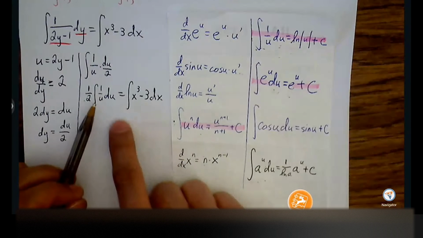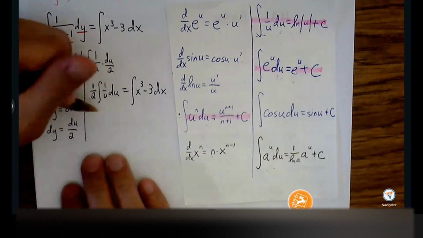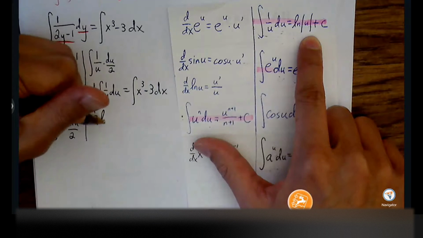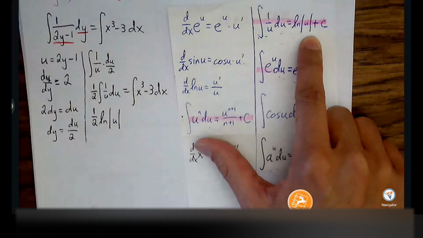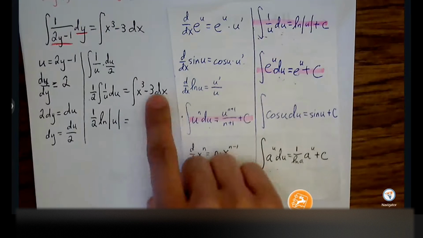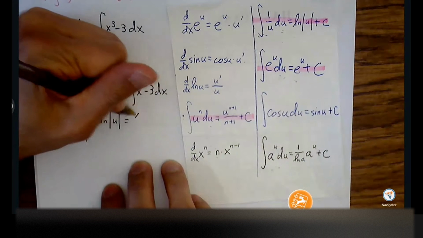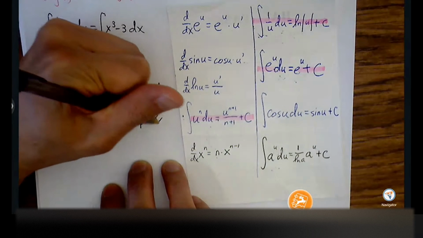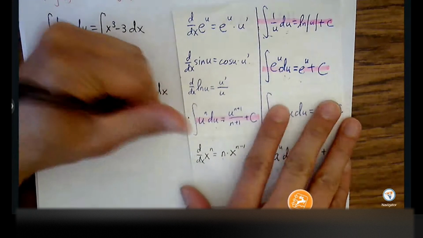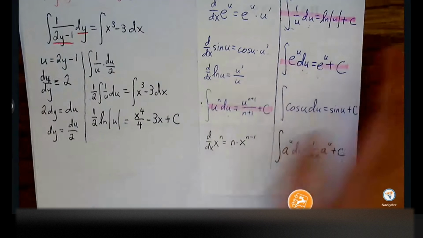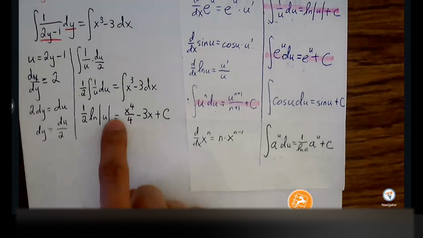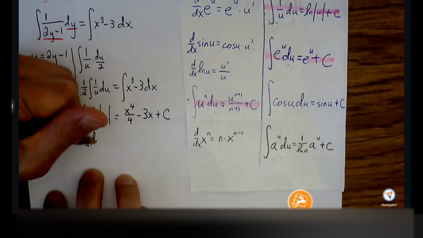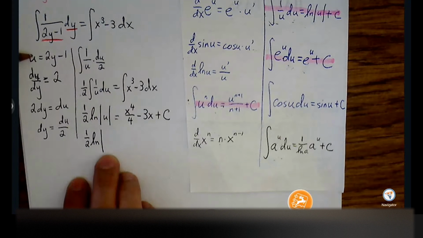Okay, left side, integral of 1 over u, natural log of u. And the right side, we just do power rule. And then we can do a little bit of cleanup or replacing the u back in terms of x. Or sorry, in terms of y, sorry.